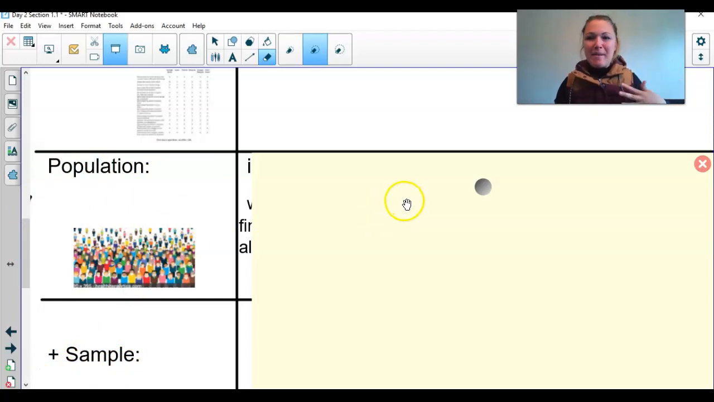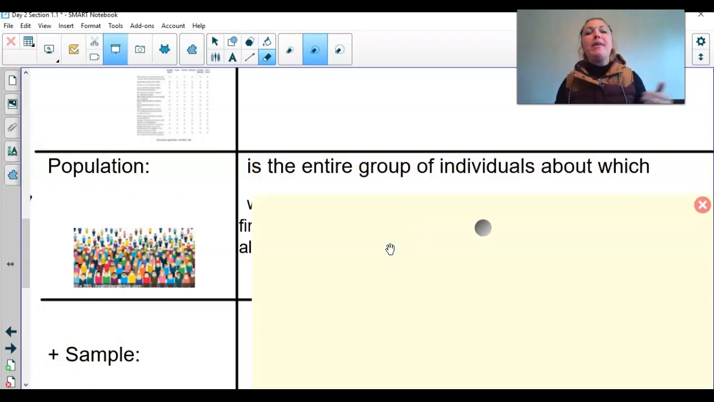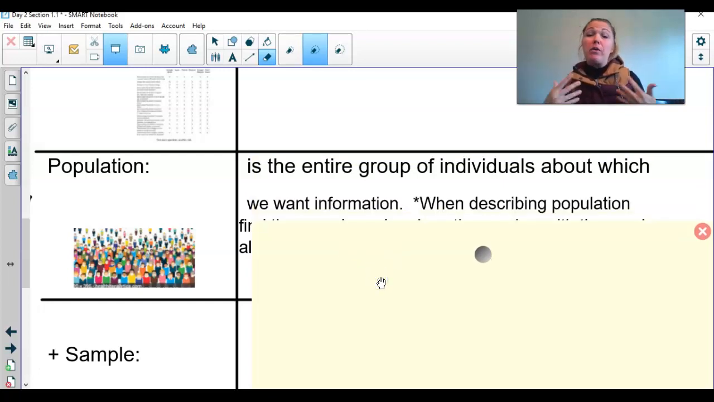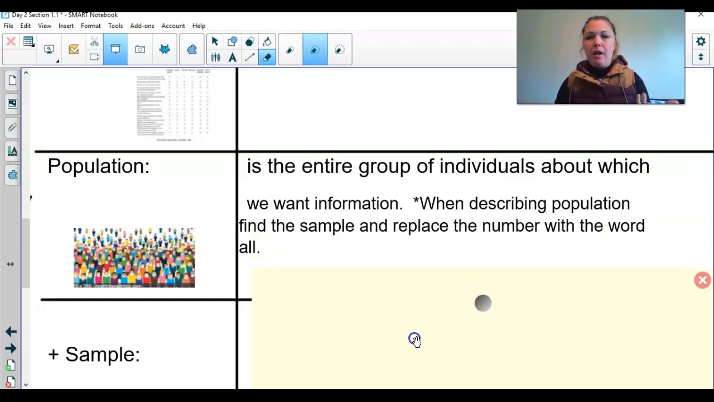All right, enough said. Let me help you get down the definition. A population is an entire group of individuals about which we want to draw conclusions, or we want information. Now I have a little side note here. Oftentimes when you are doing your learning checks or your practice problems or an assessment, it's sometimes easier to figure out what the sample is before the population. So I just wrote that here. When describing a population, find the sample and replace the number with the word all. I'm going to practice that with you right now here in a second. But first, why don't you just write it down? So that will be in your practice problem.